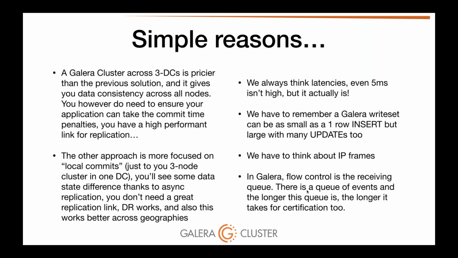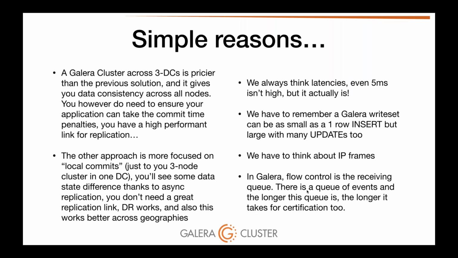Of course, the best option is the priciest option, but the priciest option gives you data consistency across all nodes. Also, you need to ensure your application is ready for synchronous replication. So you've got to be able to take the commit time penalties, for example, and you need to have a very high performing link for the application. So it's good if it's within one cloud vendor, for example. It is less good if you say, hey, I want to run in Amazon's cloud, Alibaba's cloud, as well as Google's cloud, because they don't really have interconnects with each other.